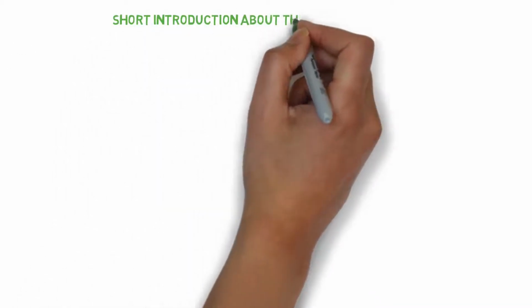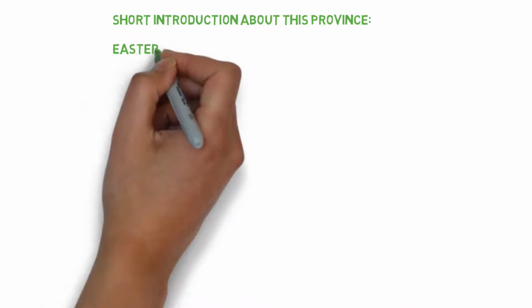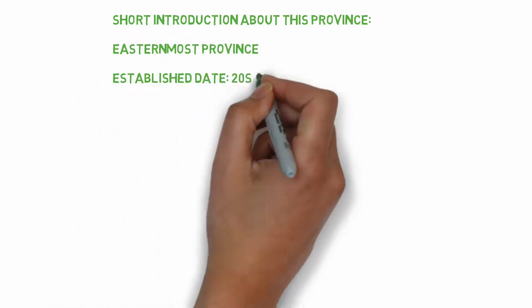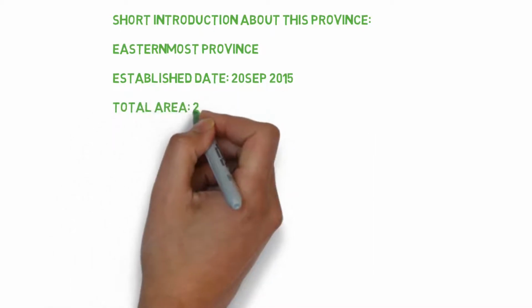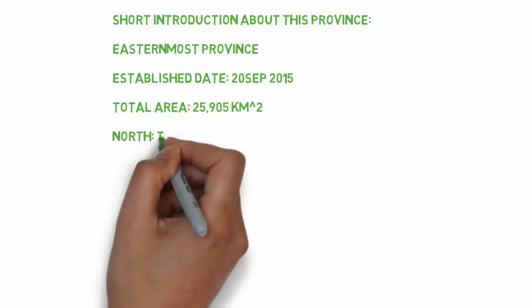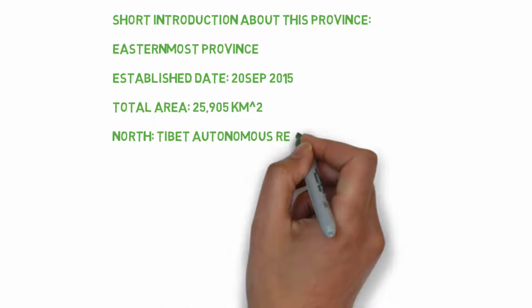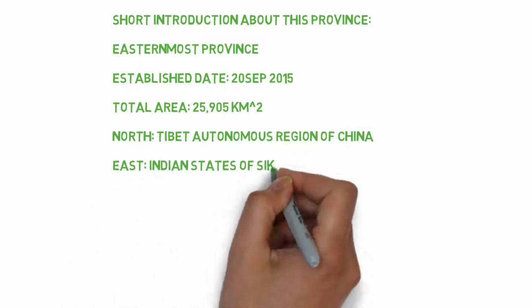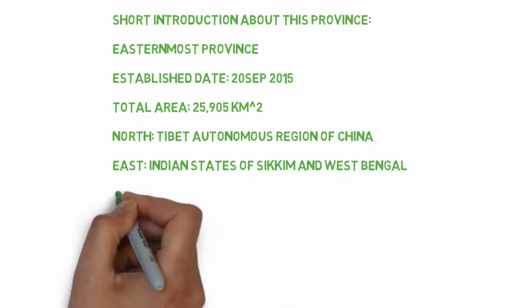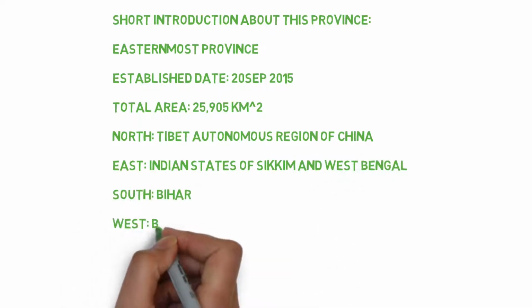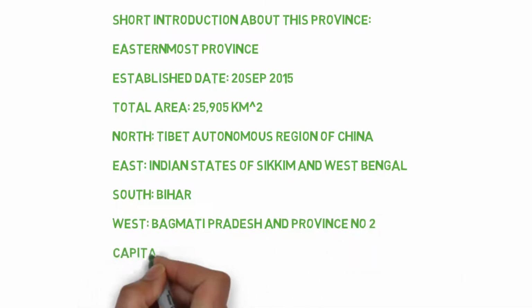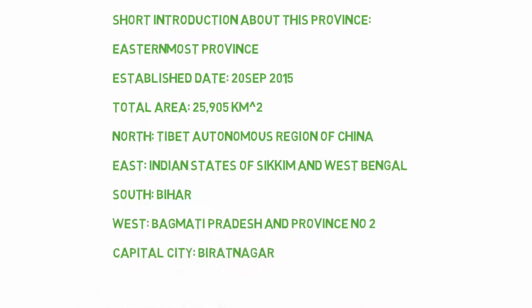It is the easternmost of the 7 provinces established by the new constitution of Nepal, which was adopted on 20 September 2015, and covers an area of 25,905 km². It is bordered by the Tibet Autonomous Region of China to the north, the Indian states of Sikkim and West Bengal to the east, Bihar to the south, and Bagmati Pradesh and province number 2 to the west. Biratnagar is the capital city of this province.